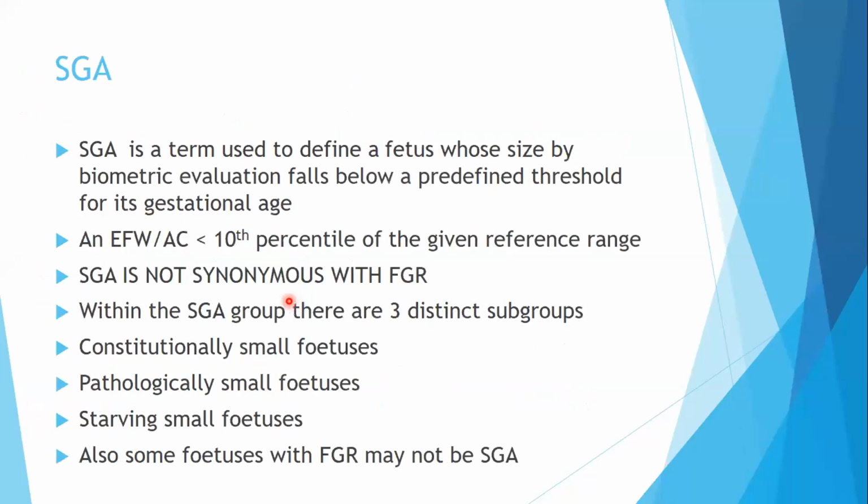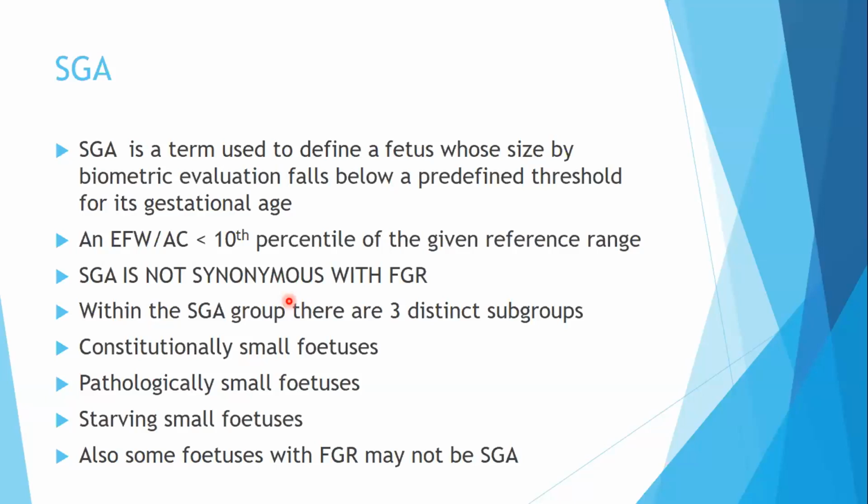But within the same breath, I also want to mention small for gestational age. Dr. Verenga has also already mentioned it. This term is easy for us to handle as clinicians. It is used to define a fetus whose size by biometric evaluation is falling below a predefined threshold for its gestational age. Most studies use the 10th percentile of the given reference range, which means that if the estimated fetal weight is less than the 10th centile, then we say that the baby is small for gestational age. But what I want to highlight is that small for gestational age is not synonymous with fetal growth restriction.